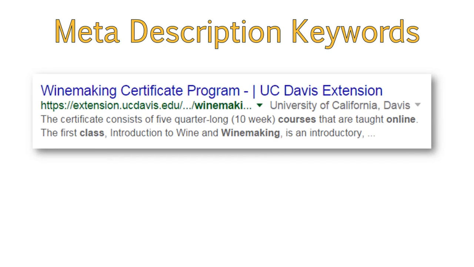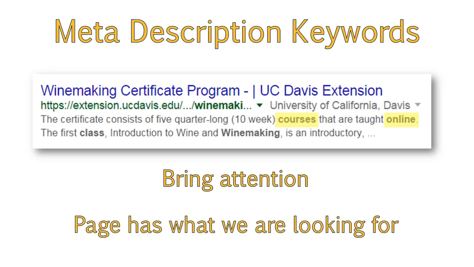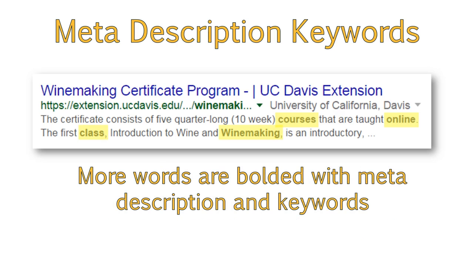Do you recall how the keywords we used were bolded within the meta description? This helps to draw the eye to that particular result. It lets us know that the page contains exactly what we're looking for. By writing a meta description and using keywords that you think a user is likely to search for, more of the words within that description will be bolded.